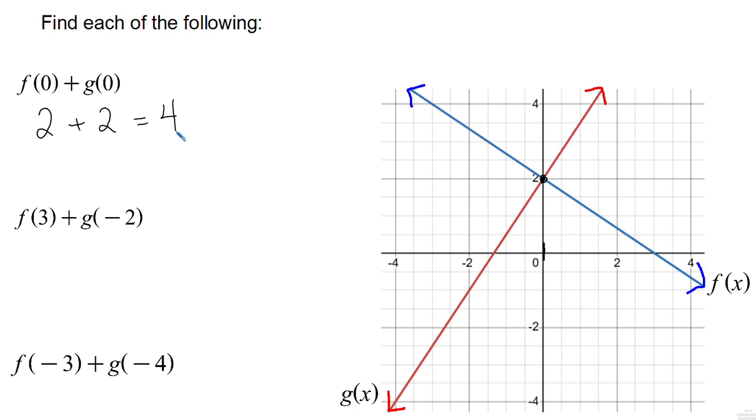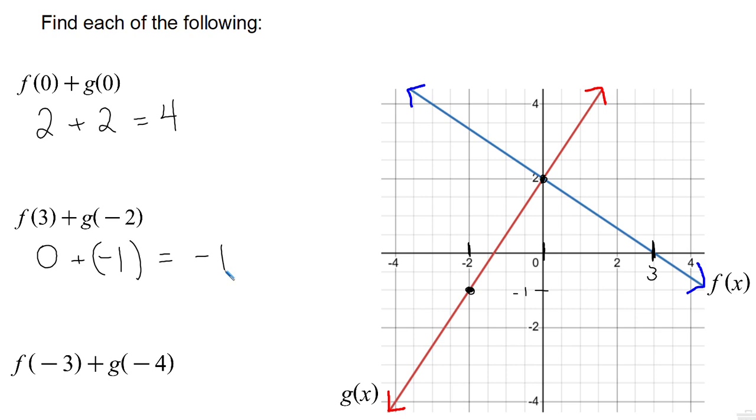When we look at f of 3, our x value of 3 is right here, which corresponds with a y value of 0. And if we look at negative 2, our g of x function has a y value of negative 1. So this is just 0 plus negative 1, or negative 1.